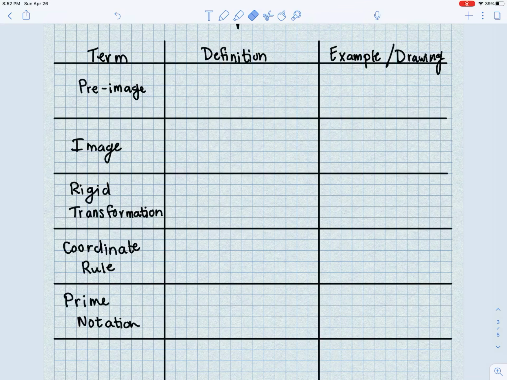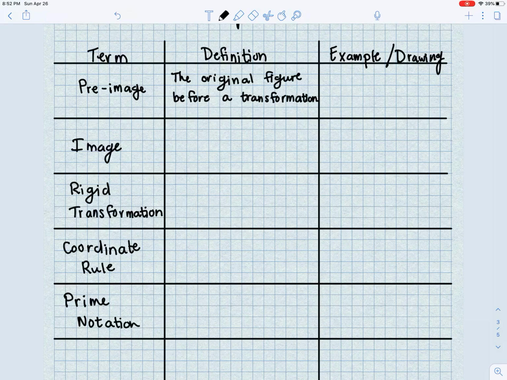Let's talk about preimage. You're going to hear this a lot, especially in the videos you are going to watch this week. A preimage is the original figure before a transformation. Before we perform any transformation on this figure, that is what we call the preimage. That is our starting figure or our original figure.